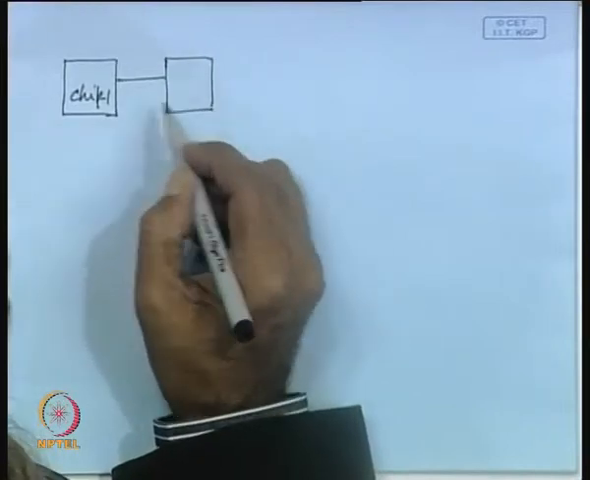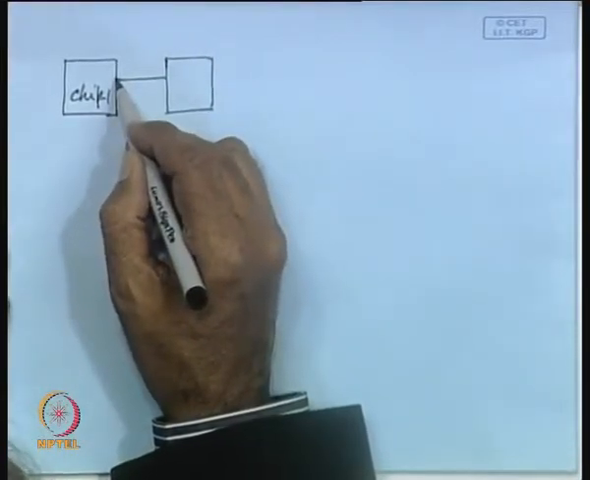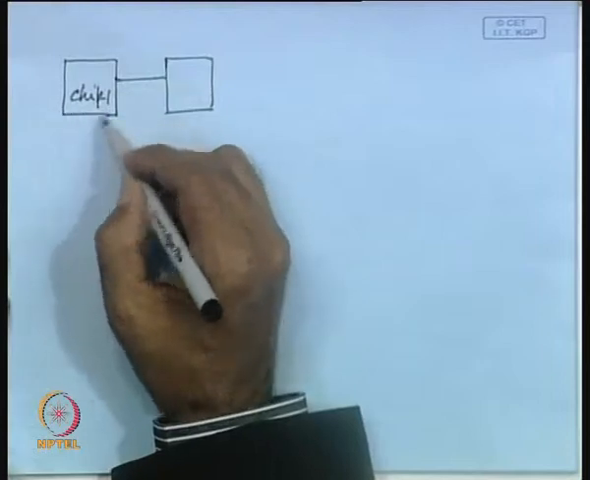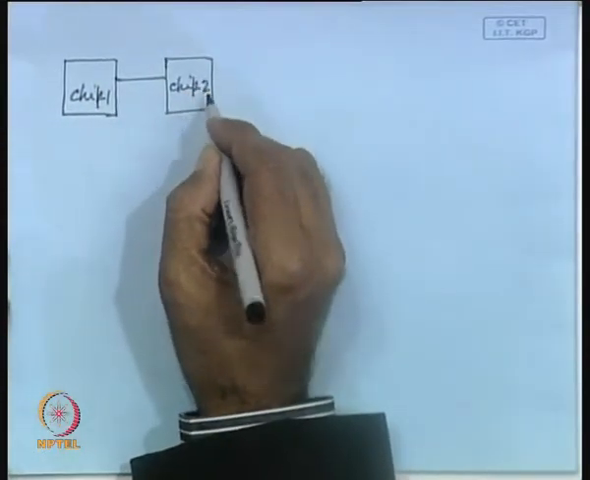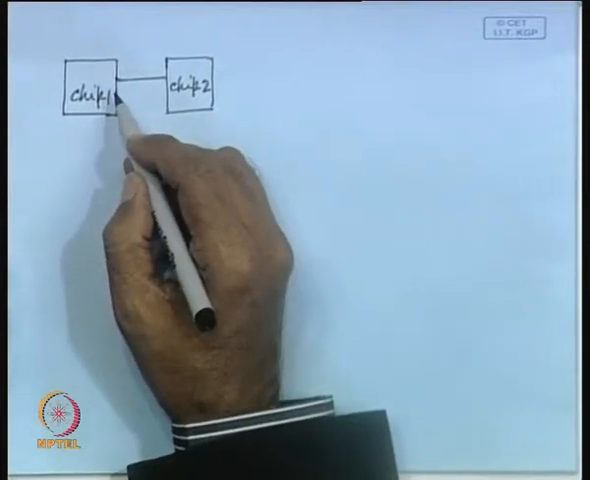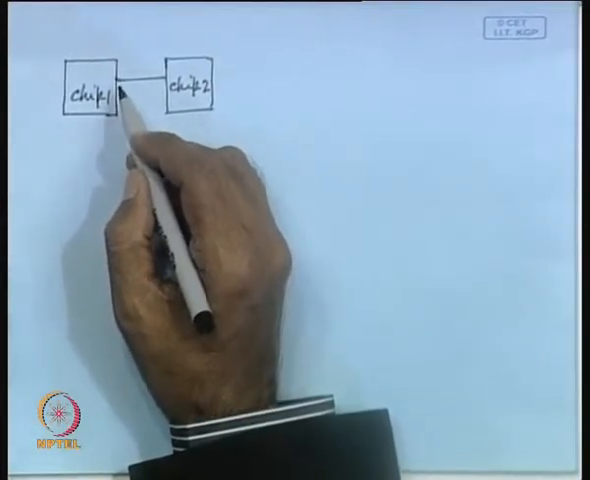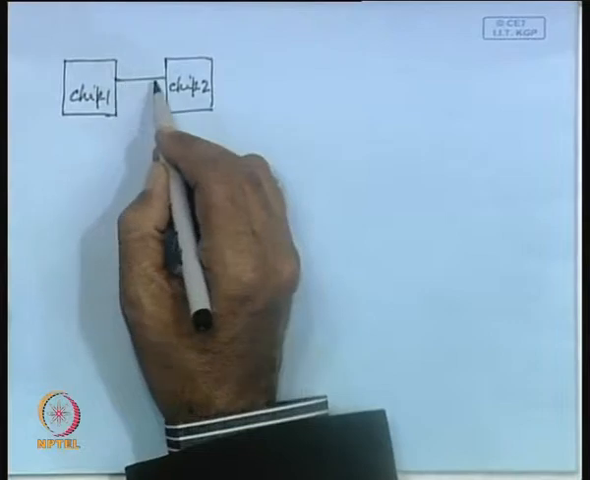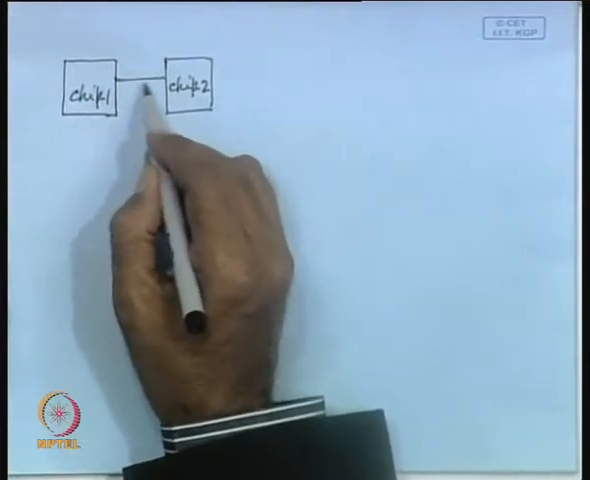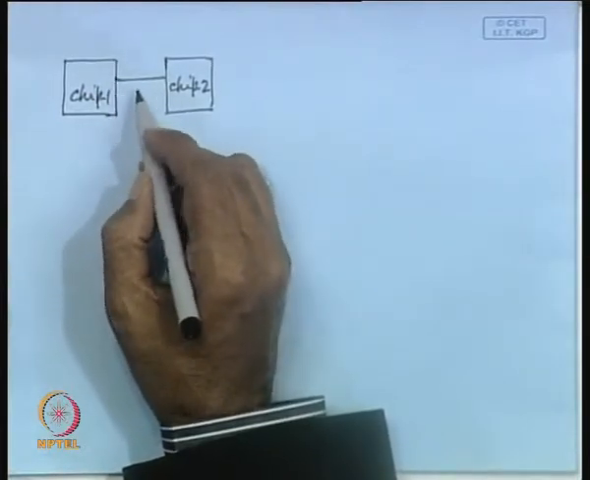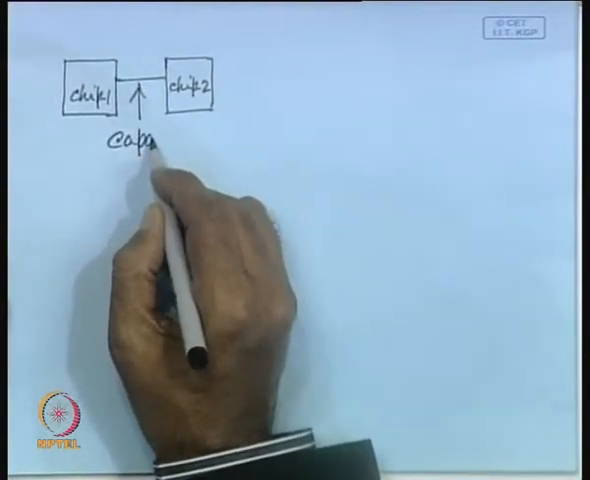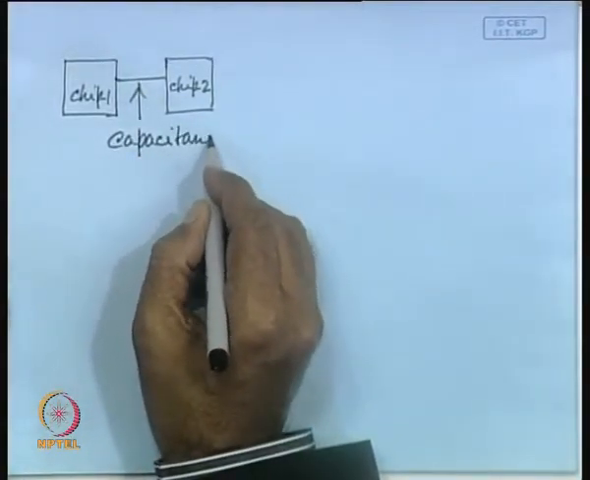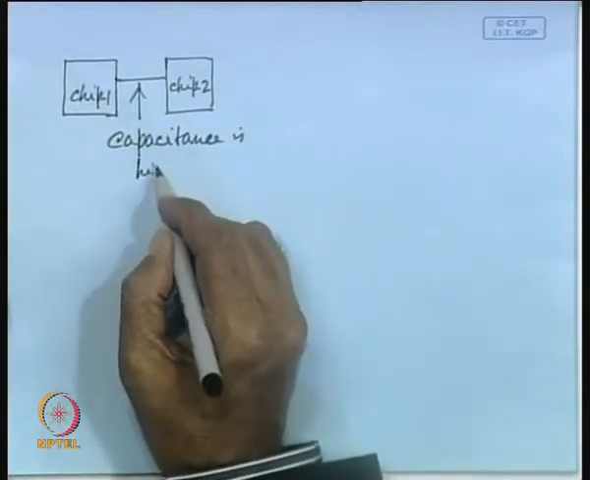So, what is being done? There is a package in which this chip is available, and the other chip is also available in another package, and through bonding pad connections are taken to the pins, and from the pins connections are taken. So, whenever you are taking such connections outside the chip, the load is very high, that means capacitance is very high. How much high?